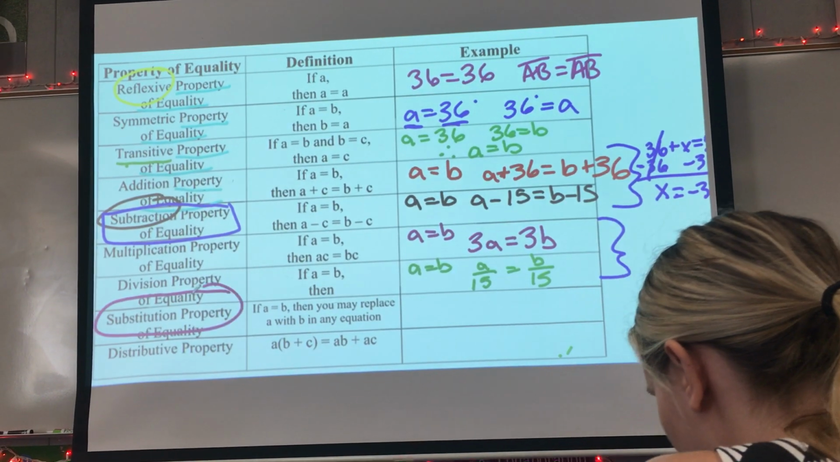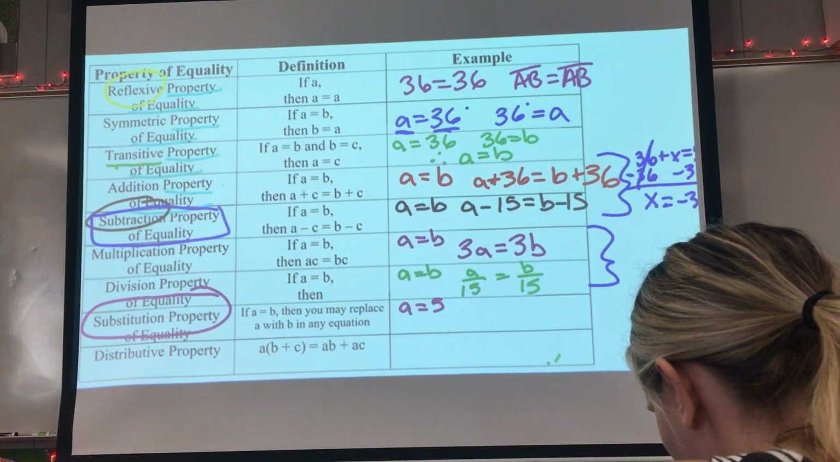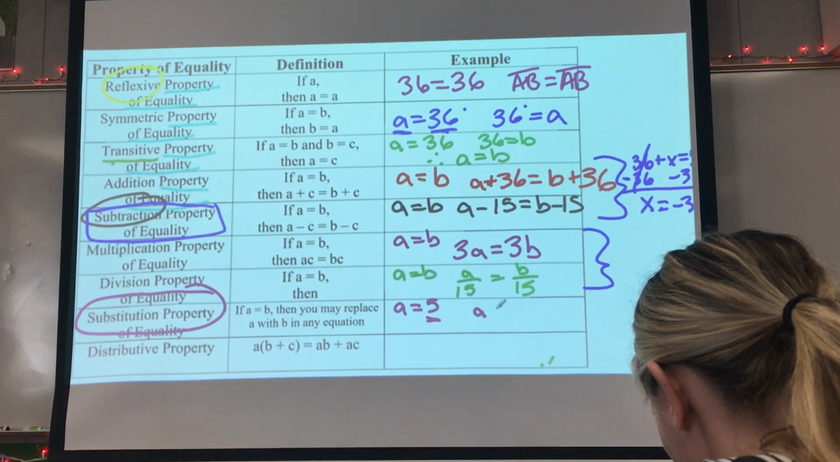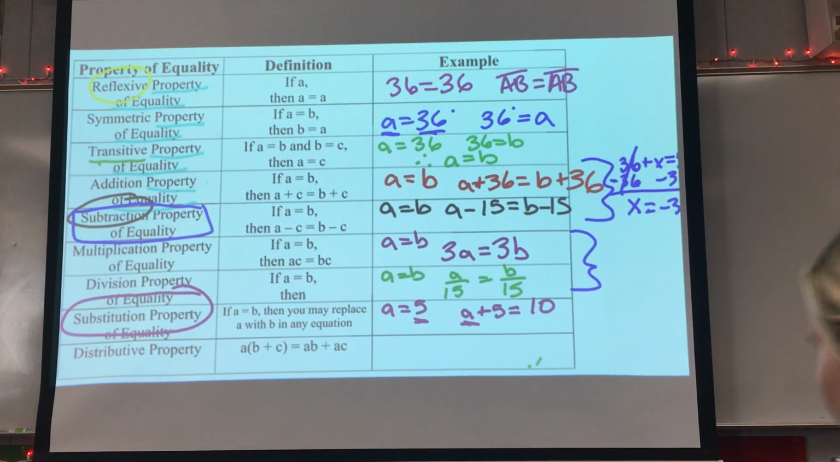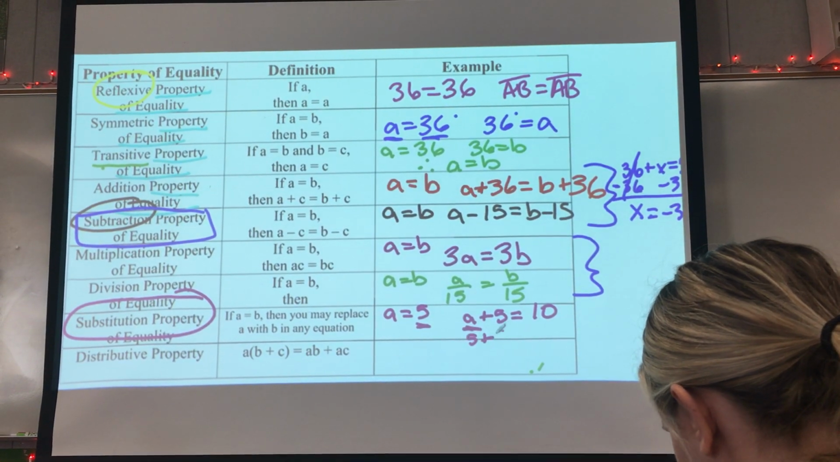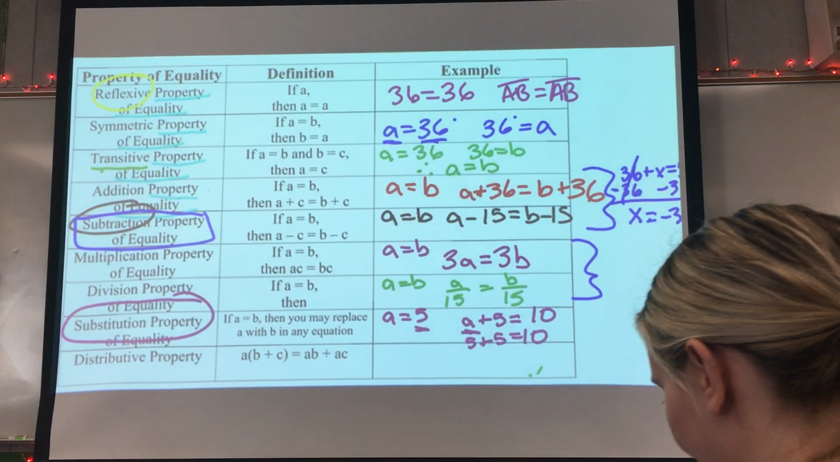Substitution property of equality is simply saying that if A is equal to 5, I can plug that 5 into the equation here, and I can say 5 plus 5 equals 10 instead of A plus 5 equals 10.